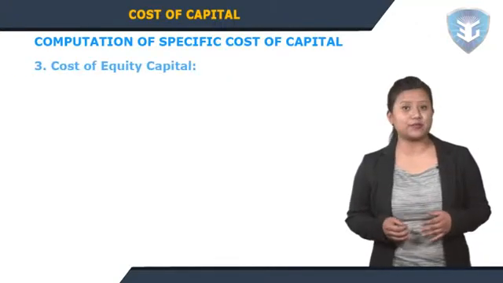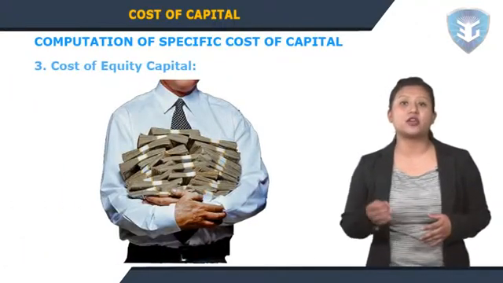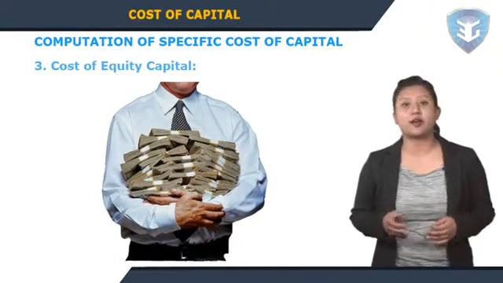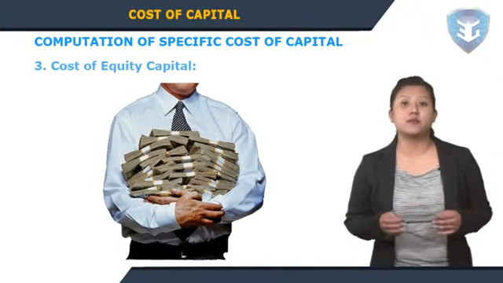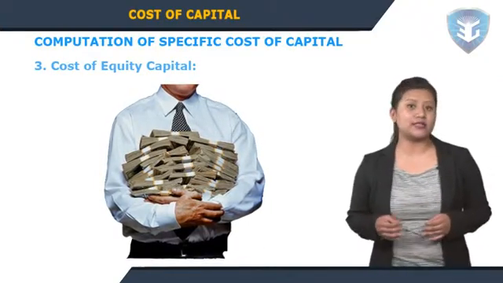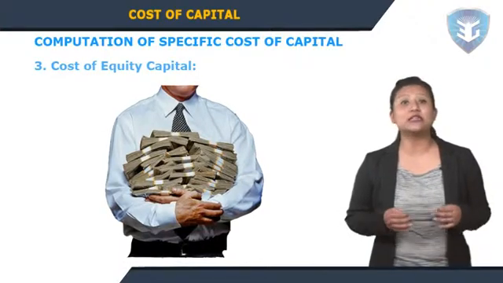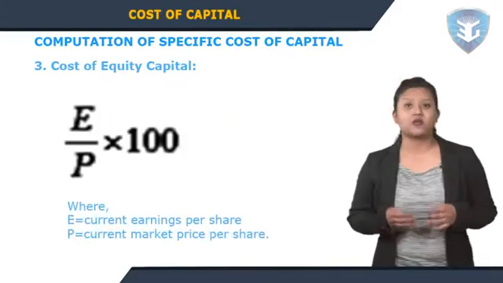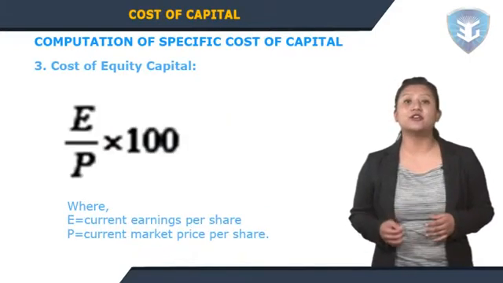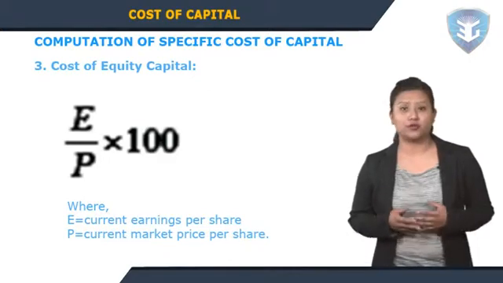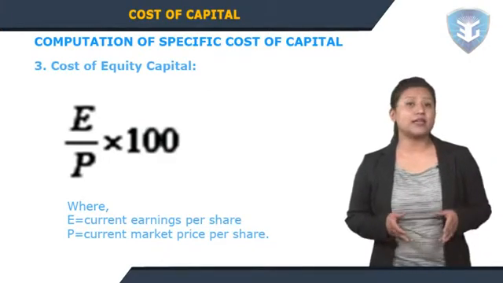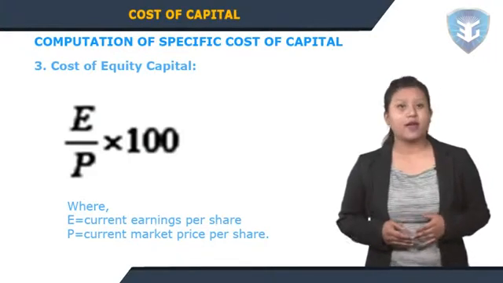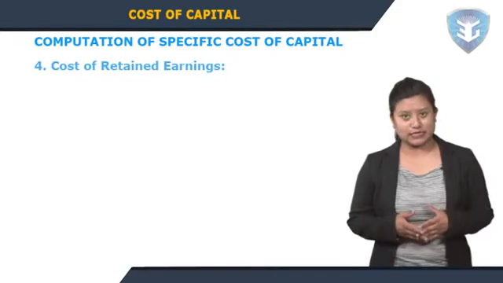The cost of equity capital. In a nutshell, it is the discount rate which equates the present value of all expected future dividends with the net proceeds per share, the current market price. It represents the minimum rate of return that must be earned on new equity stock financed investment in order to keep the earnings available to the existing residual owners of the firm unchanged. The cost of equity capital is measured by the earnings-price ratio. The formula is shown on the screen, where E equals the current earnings per share, P equals the current market price per share.